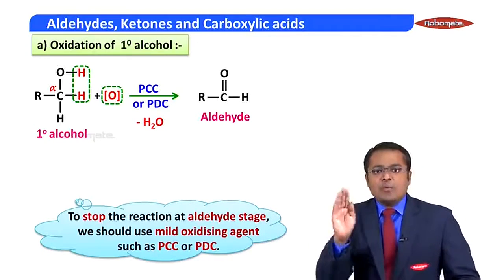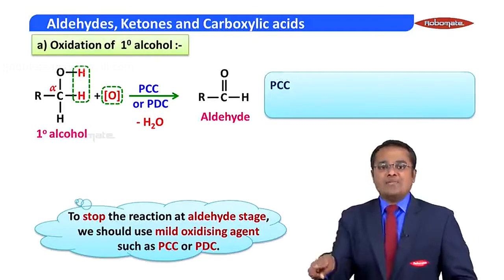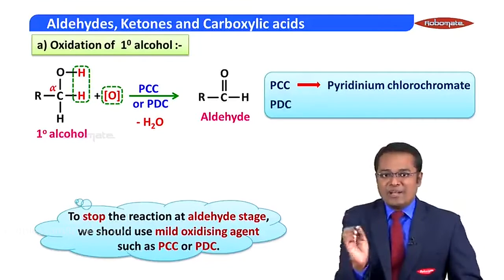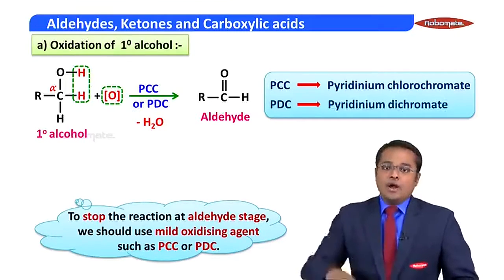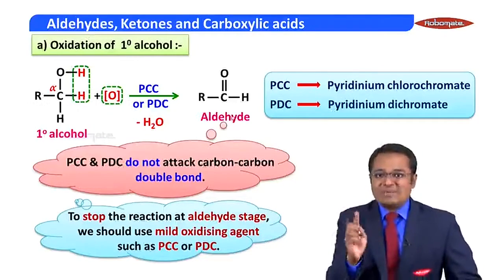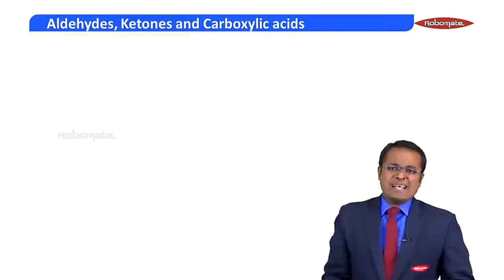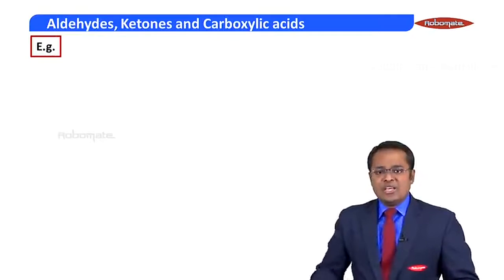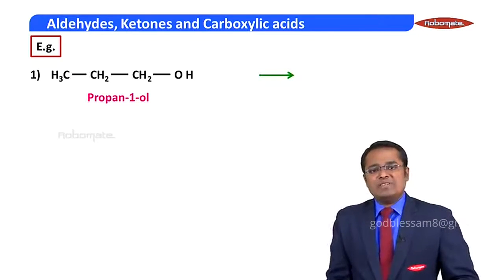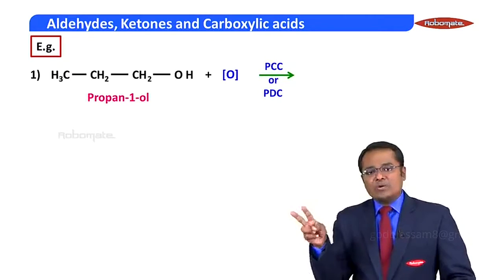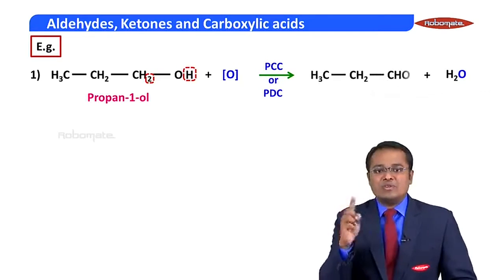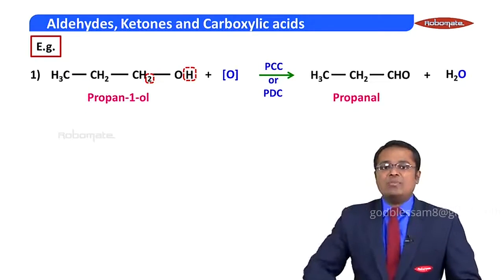Now students, you must be thinking, what are PCC and PDC? PCC stands for pyridinium chlorochromate, and PDC stands for pyridinium dichromate. One more point: PCC and PDC do not attack the carbon-carbon double bond. Let's see some examples to understand this reaction. Here I have a 3 carbon atom alcohol, propan-1-ol. When this compound is treated with PCC or PDC, those 2 hydrogens and 1 oxygen will be removed as a water molecule, and you will get a change in functional group to aldehyde. So the compound will be the 3 carbon atom aldehyde, propanal.